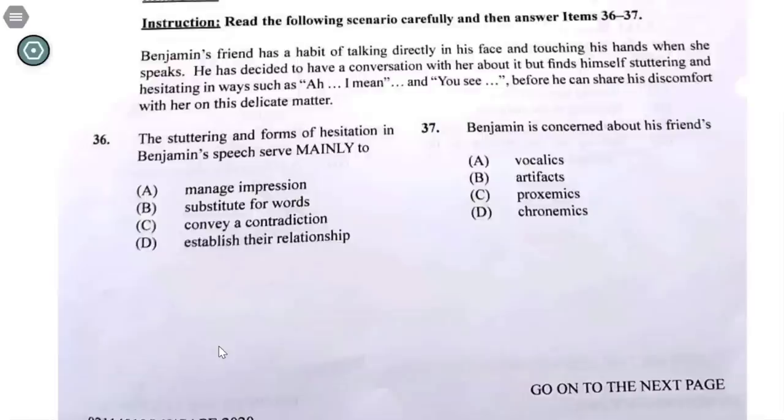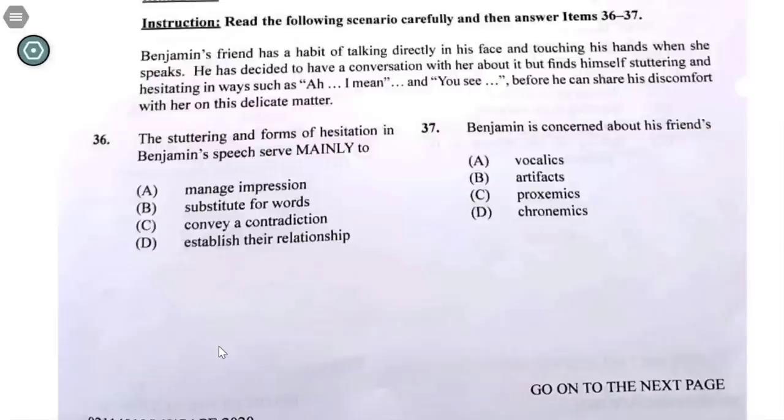Now let's do the 36 and 37. Benjamin's friend has a habit of talking directly in his face and touching his hands when she speaks. He has decided to have a conversation with her friend about it, but finds himself stuttering and hesitating before he can share his discomfort with her on this delicate matter.